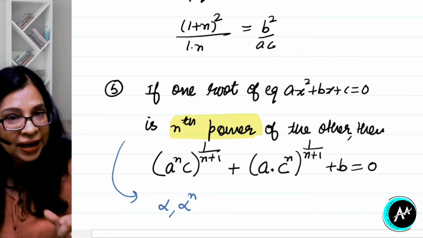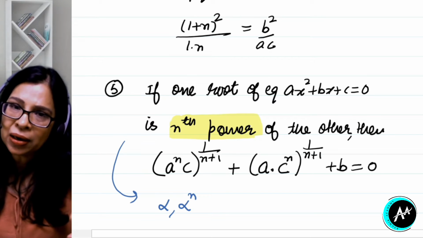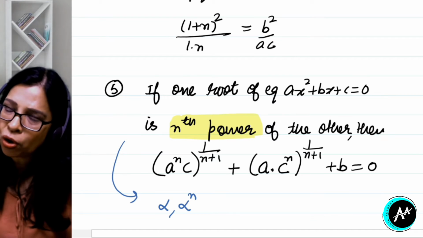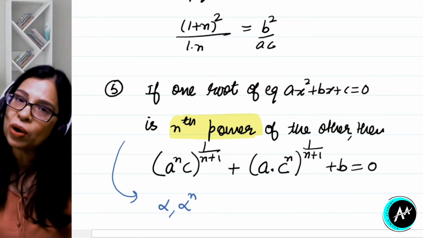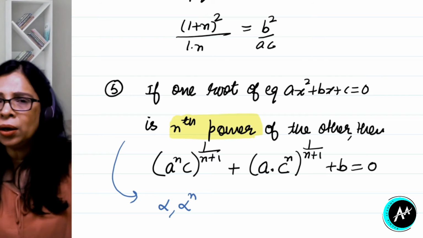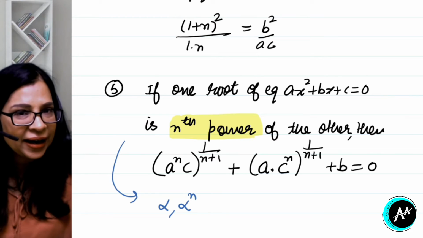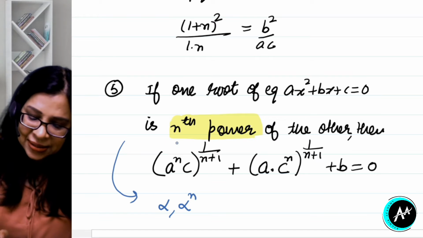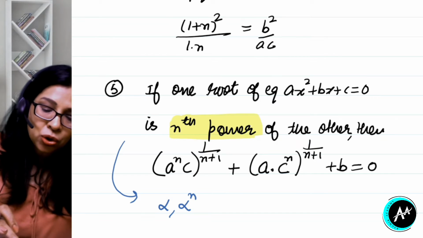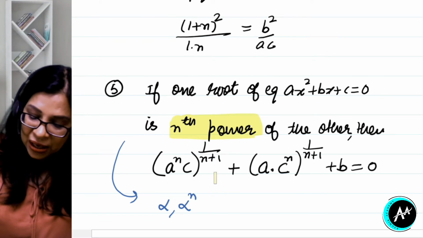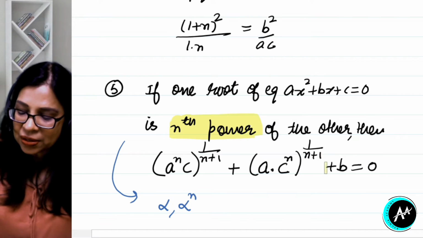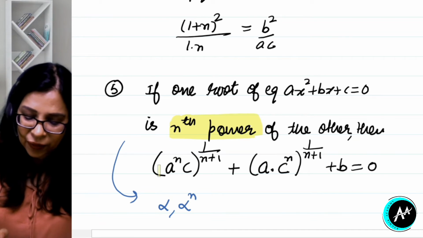Again, how do we derive this condition? In the same manner: you take the sum of roots, alpha plus alpha^n, as minus b upon a, and the product of roots, alpha into alpha^n, as c upon a. You will get two equations, eliminate alpha. So on elimination we are going to get this result. This is the condition for two roots to be such that one is nth power of the other. This result again we can use directly in the questions.